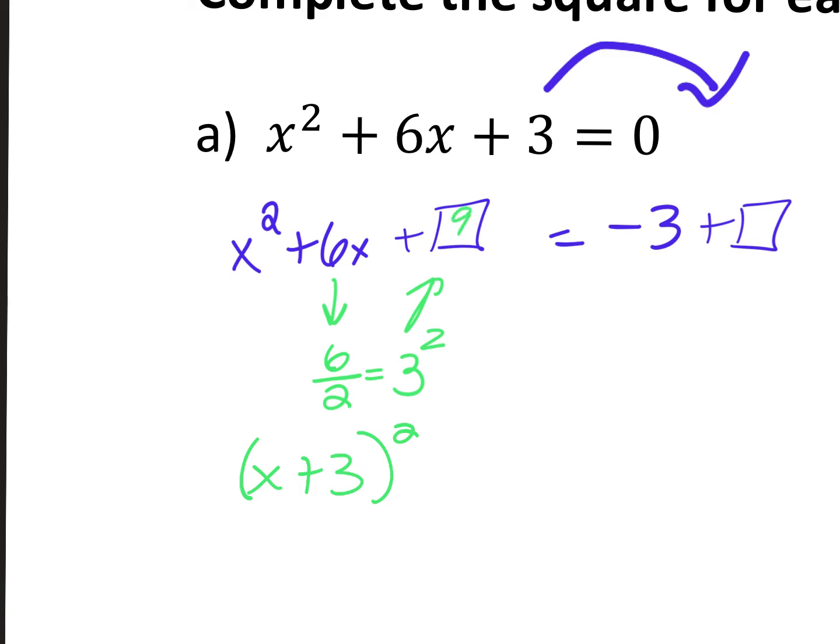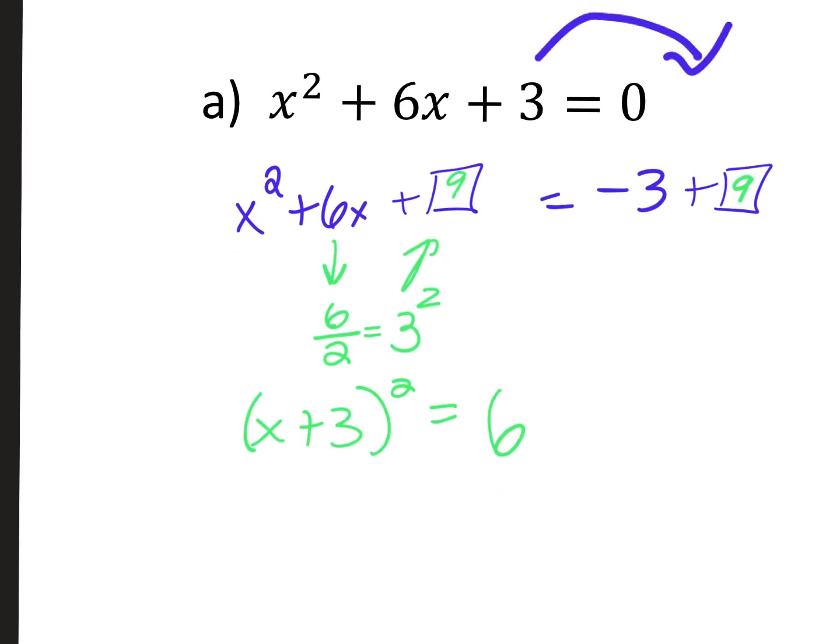And what you do to one side, you do to the other. So if I add 9 on the left, then I add 9 over here. What is negative 3 plus 9? 6, right? And that is completing the square.